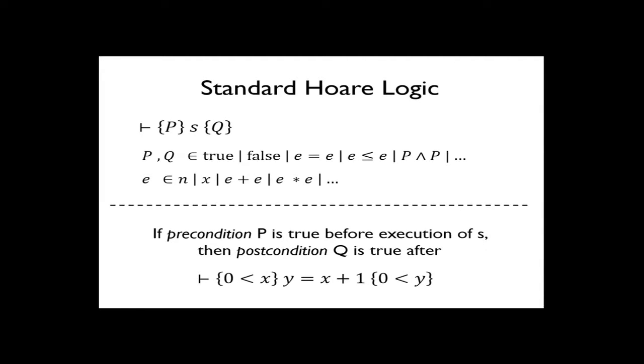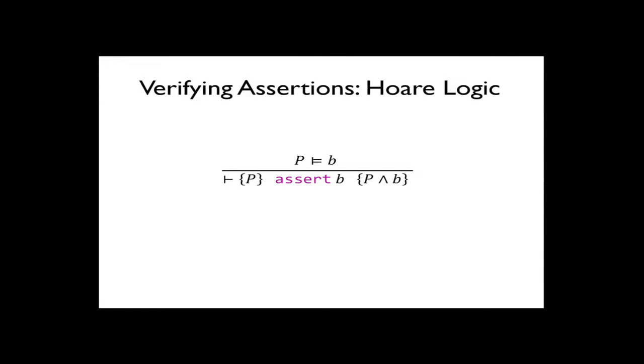Now, the standard Hoare logic, again, consists of a number of rules. But if we wanted to verify an assertion, a way that we would express this is with an inference rule that looks as follows. Inference rules can be kind of scary sometimes, but this isn't so bad. So the way to read an inference rule is that above the line, we have a premise, where if we can establish the premise, we can conclude what's below the line.